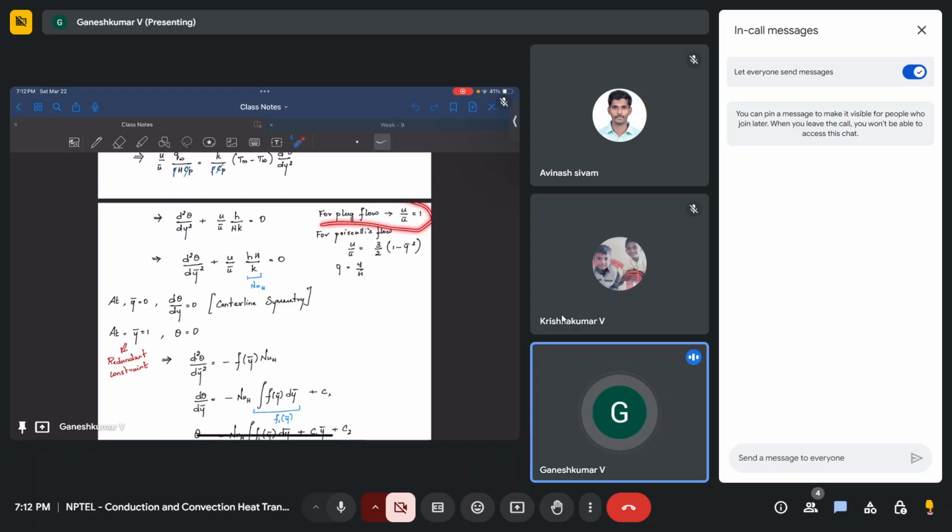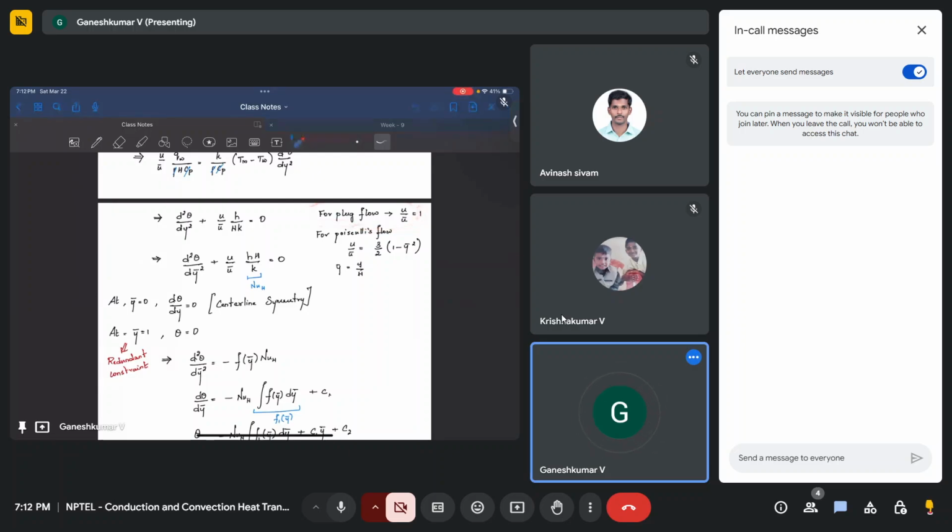We will solve this in today's class. What happens if you do a plug flow? Here we did it for Poiseuille's flow. So to increase confidence in solving these kinds of problems, we will solve this plug flow in today's class.